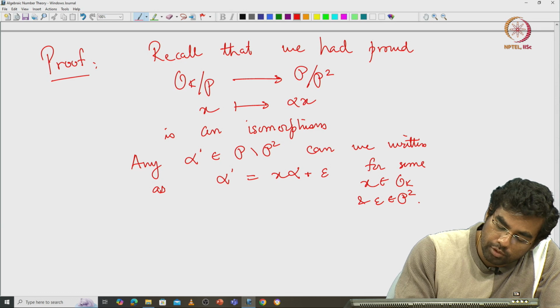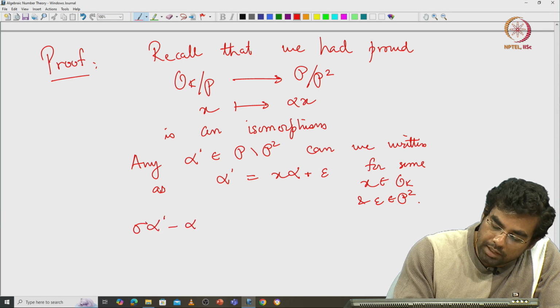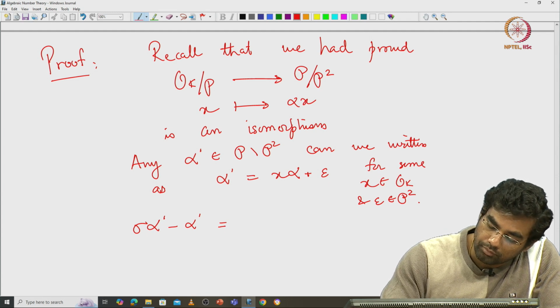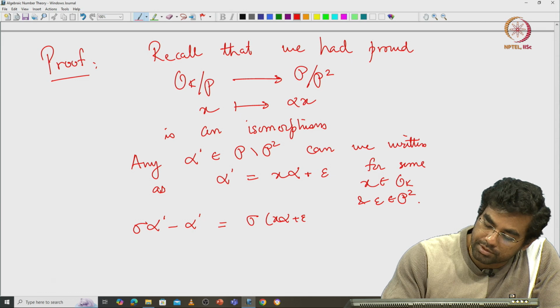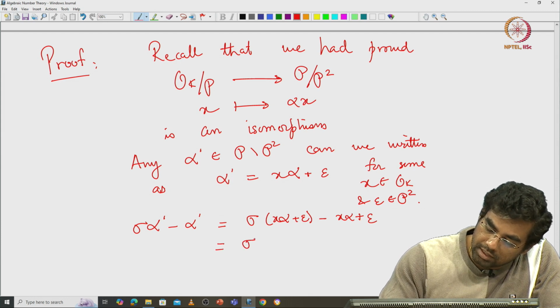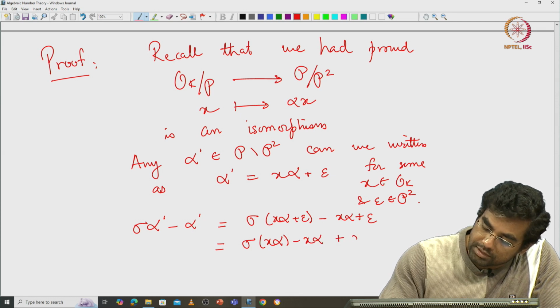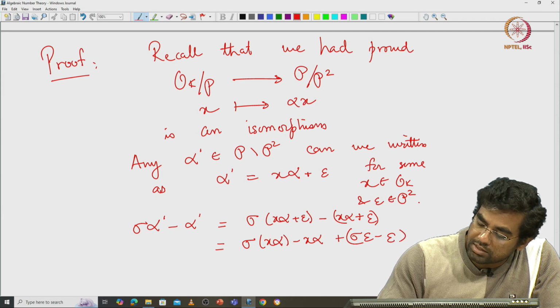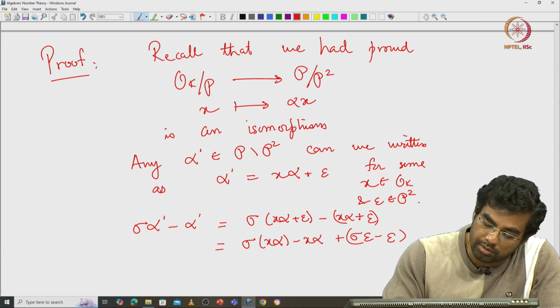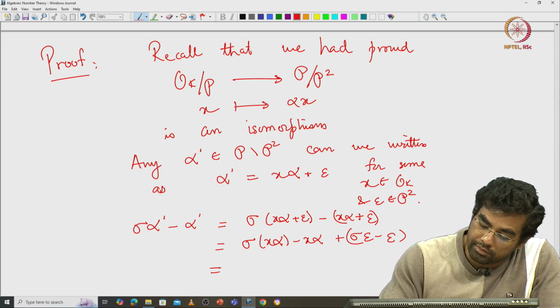So, what I am going to do is write sigma alpha prime minus alpha prime, and if I write this I get sigma x alpha plus epsilon minus x alpha plus epsilon, sorry. So, this I can rewrite as sigma x alpha minus x alpha plus sigma epsilon minus epsilon. This thing, sigma epsilon minus epsilon, is in P square, so I can ignore that, but anyway I will just carry it around.